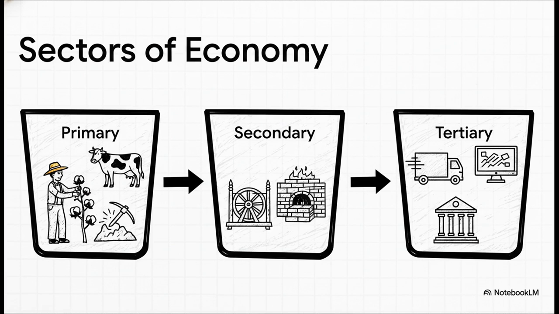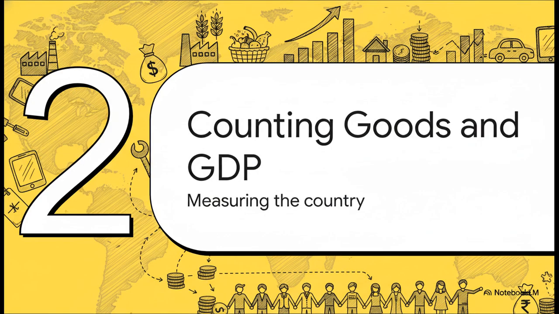Next, we step up to the secondary sector. This is the manufacturing phase. It's taking that raw natural cotton and spinning it into yarn, or baking earth into bricks for houses. And finally, we have the tertiary sector. Now, these activities don't actually produce physical goods themselves. Instead, they act as the crucial support system for the other 2. We're talking about the trucks moving the cotton, the banks financing the brick factories, and the IT networks keeping everything connected.